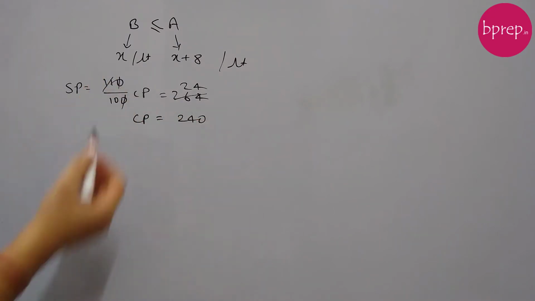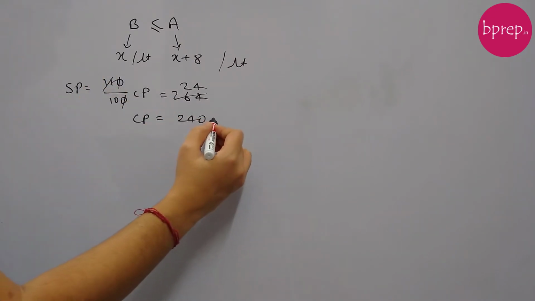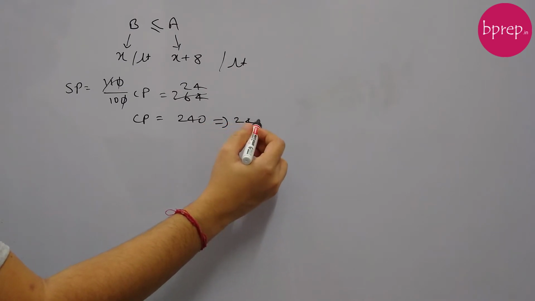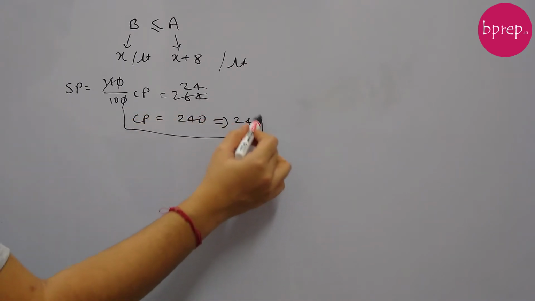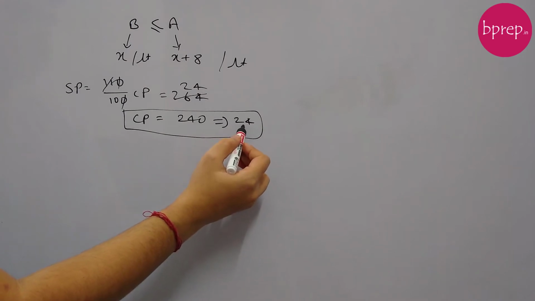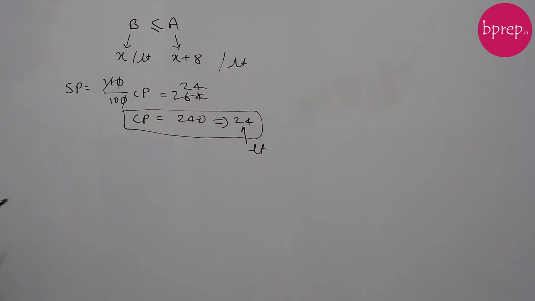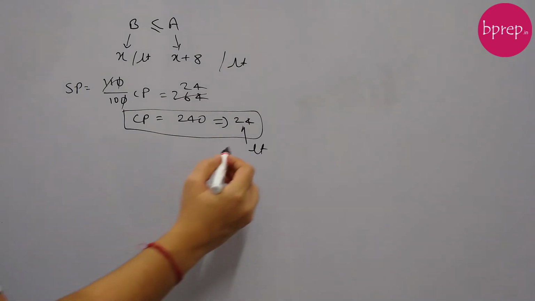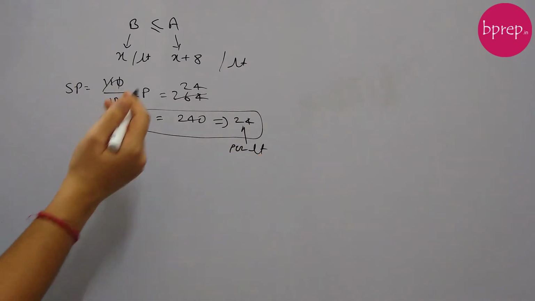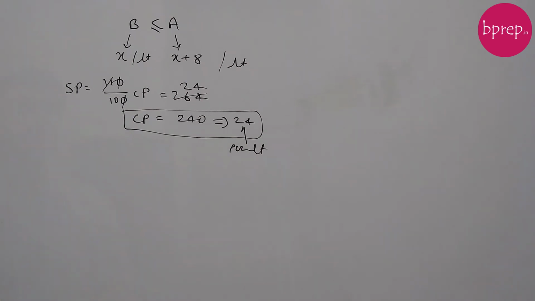So CP is 240 for 10 liters, and for 1 liter it will be 24 rupees. So this is the cost price per liter again. We are taking everything in terms of liters. So from here we have two approaches. The first way is we can directly use the alligation formula, mixture and alligation, and get the answer. We'll first see that way, and we'll also see the algebraic way of solving this problem.